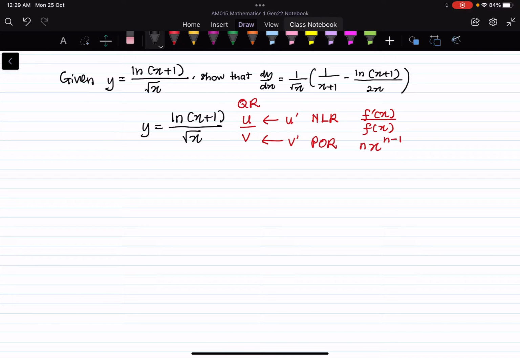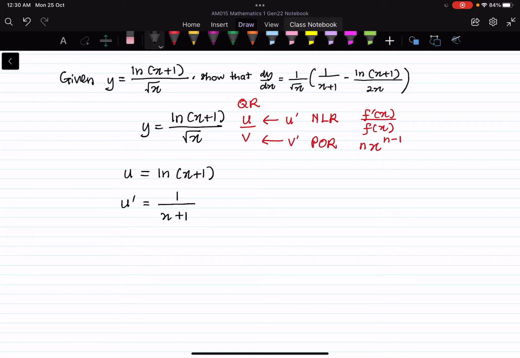So now let us write down what our u is. u equals ln(x+1). Now if we differentiate our u using the natural log rule, we differentiate the function. So if we have ln(x+1), differentiate x+1, we get 1, over, and copy down the function, x+1.